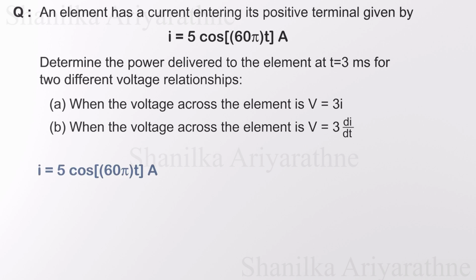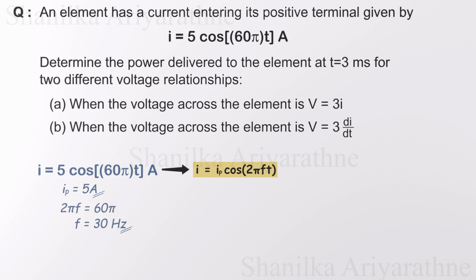We're given a current described by a sinusoidal function. Right away, we know this is alternating current, AC. To analyze it, we compare it to the standard form. We see the peak value is 5 amps. To find the frequency, we match the argument of the cosine, which gives us f equals 30 Hertz. That means the current completes 30 full cycles every second. Each cycle lasts about 33 milliseconds.